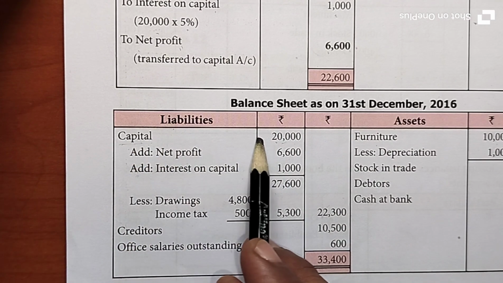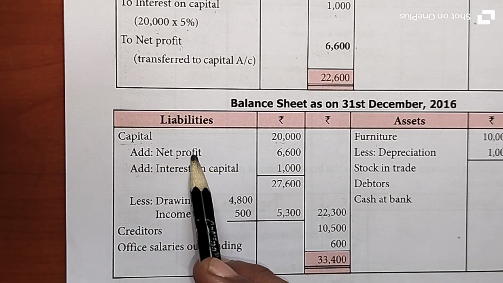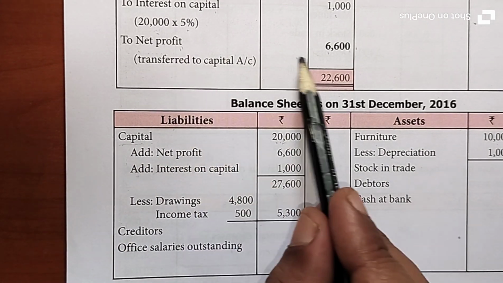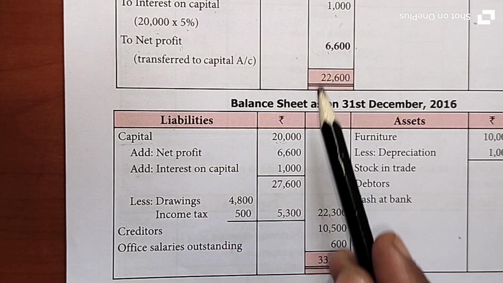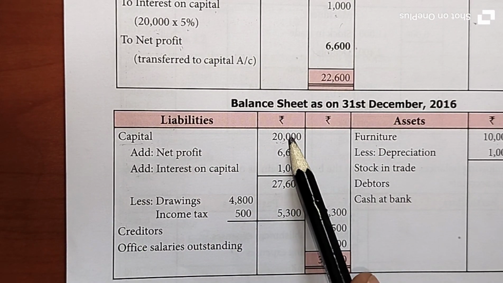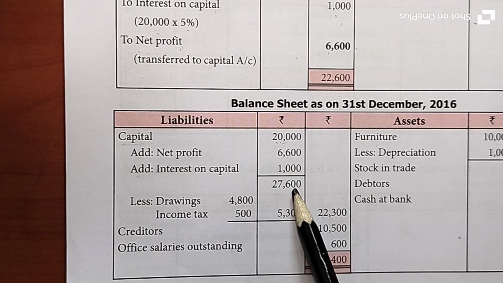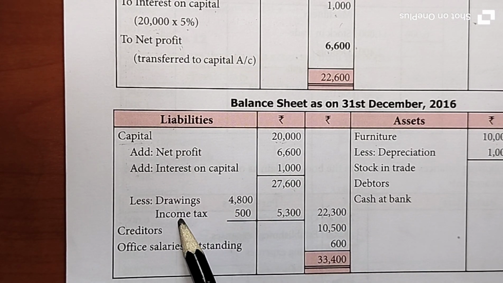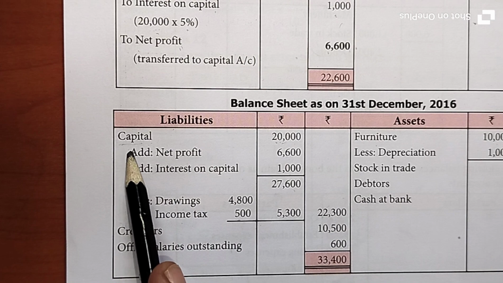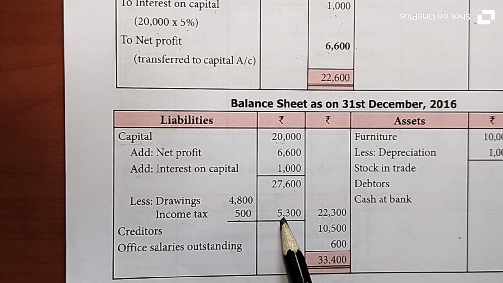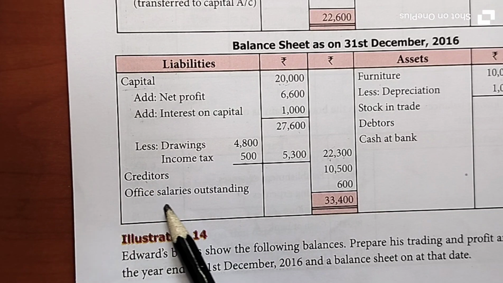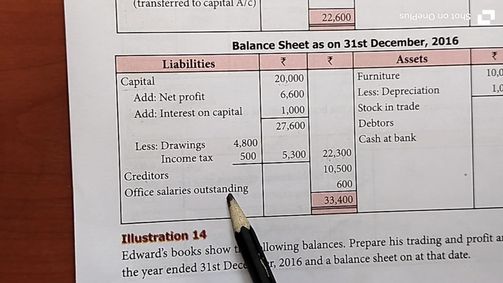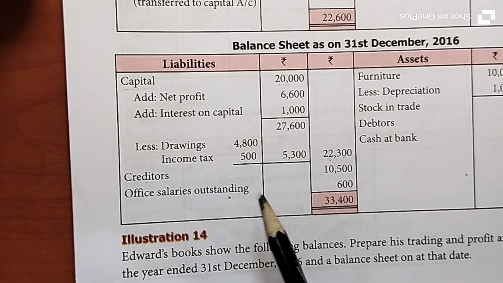The capital amount in the inner amount column is 20,000 rupees. We have to add net profit 6,600 with capital, and interest on capital 1,000 rupees also we have to add with the capital. We will get 27,600, and drawings and income tax we have to subtract from the capital. We will get 22,300 rupees. Then creditors, outstanding office salary, as usual we enter on the liability side of the balance sheet.